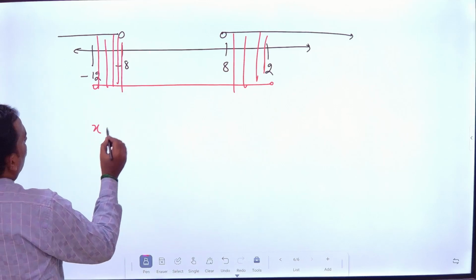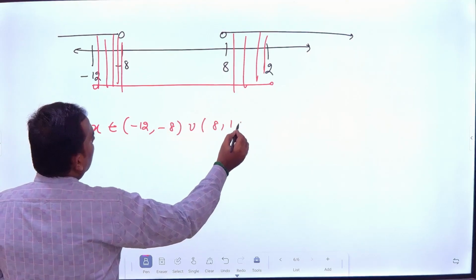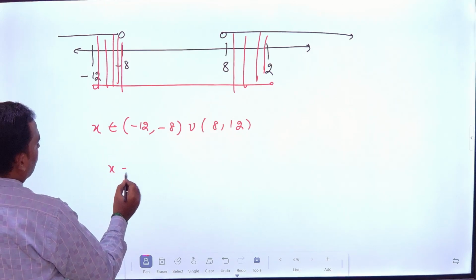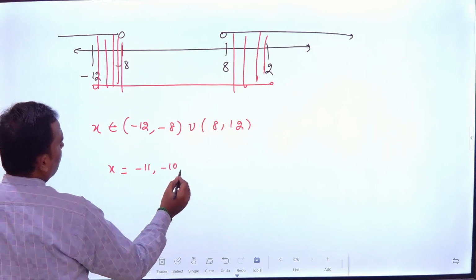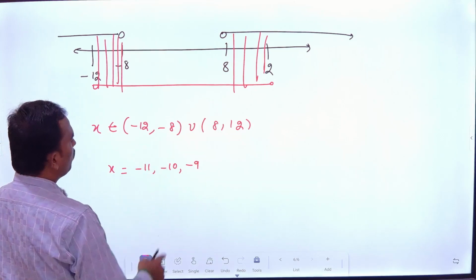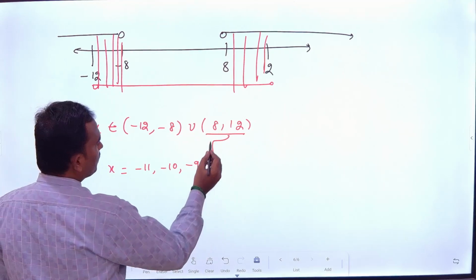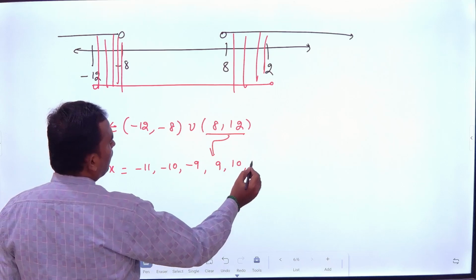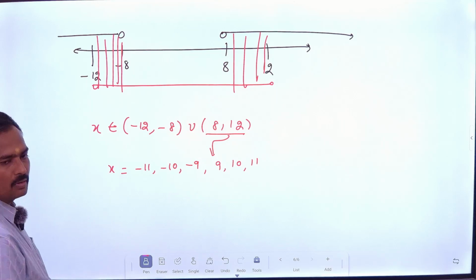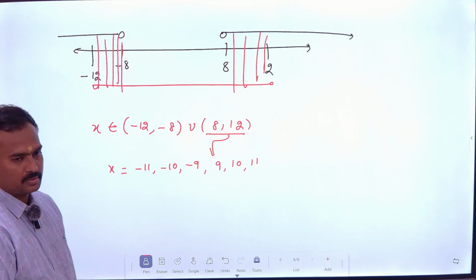Now you can collect it: the intersection is minus 12 to minus 8, union 8 to 12. We need only integer solutions. What integers are there? x equal to minus 11, minus 10, then minus 9. Minus 8 should not be included because it's an open interval. In the interval 8 to 12, the integers are 9, 10 and 11. The total number of integers is 6.